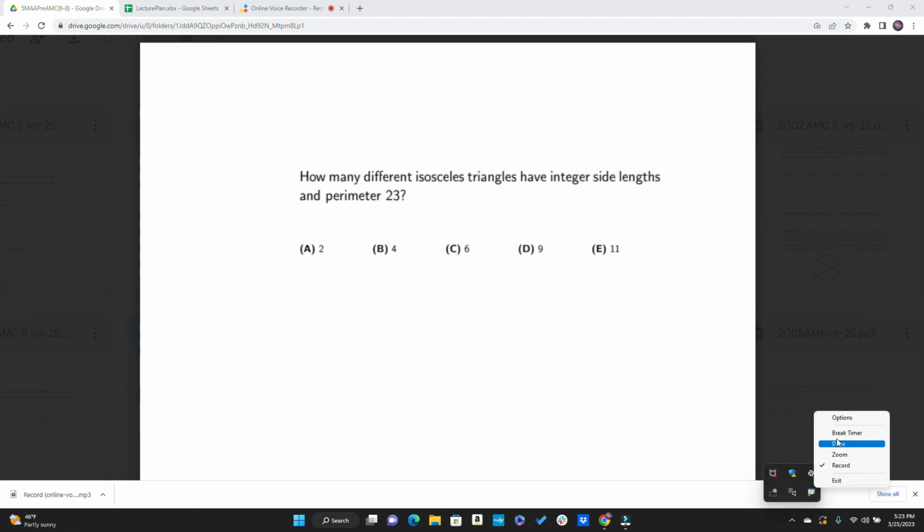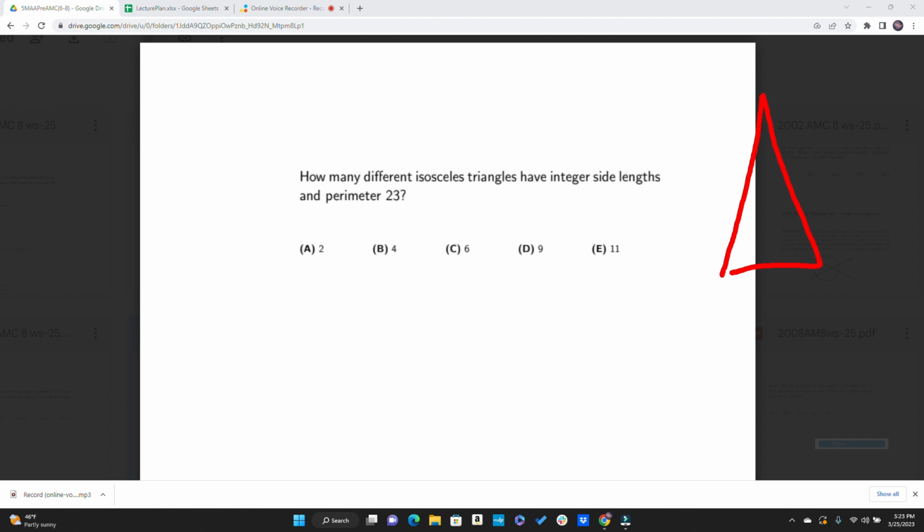How many different isosceles triangles have integer side lengths and perimeter 23? Okay, so what does that mean? Well, that means we've got two side lengths that are the same and one side length that's different. So they need to add up to 23, and they need to have integer side lengths, and they have to be isosceles triangles.